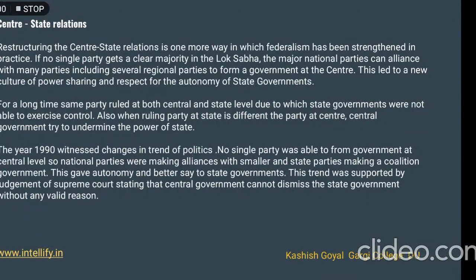So thus federal power sharing is more effective today than it was in the early years after the constitution came into force. That's it from my side.